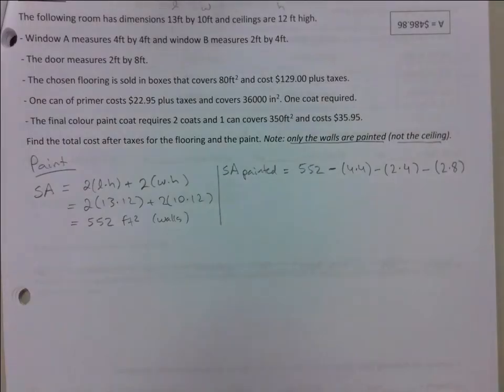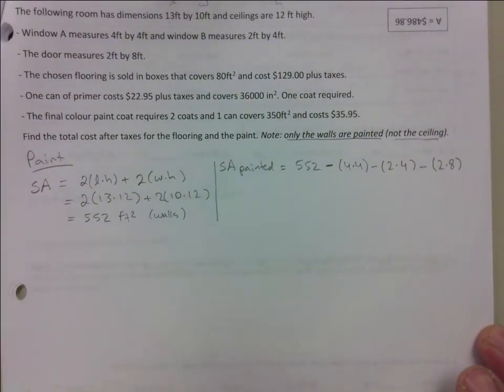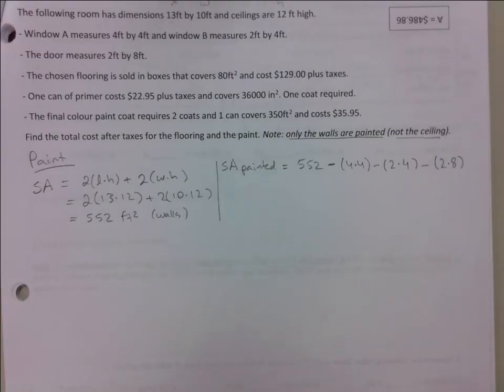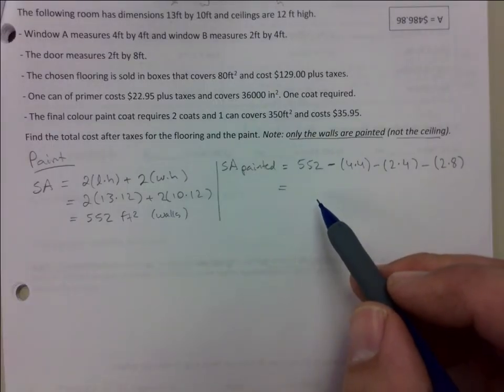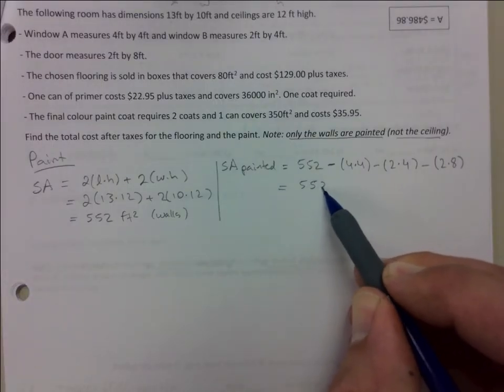To be honest, everybody's going to have a slightly different way of organizing your work. That's fine as long as you tell me what you're doing, okay? Use labels, use all of that. So this will be 552 minus 16.